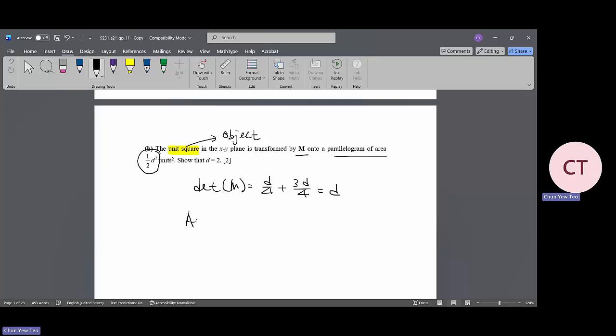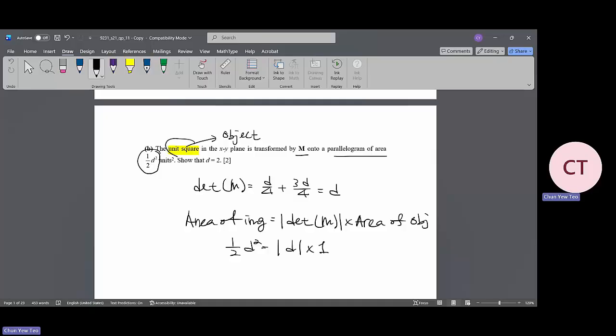So the area of the image is equal to the modulus of the determinant of M multiplied by the area of the object. The area of the image is given as half d squared. This is the modulus of d. This is the 1, because they say 1 unit square means the area is 1. So over here we will multiply it.